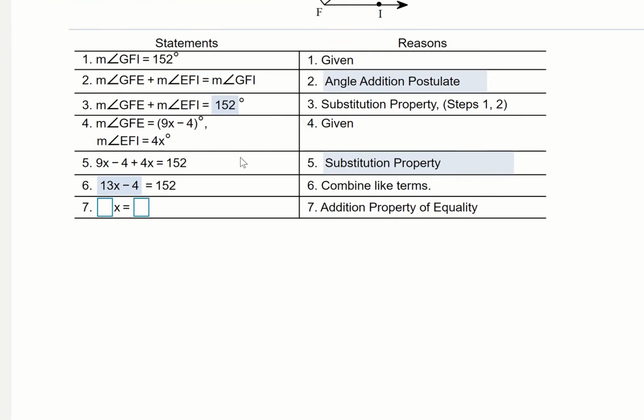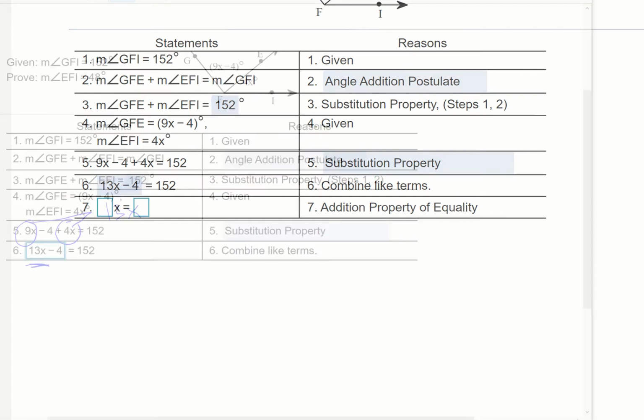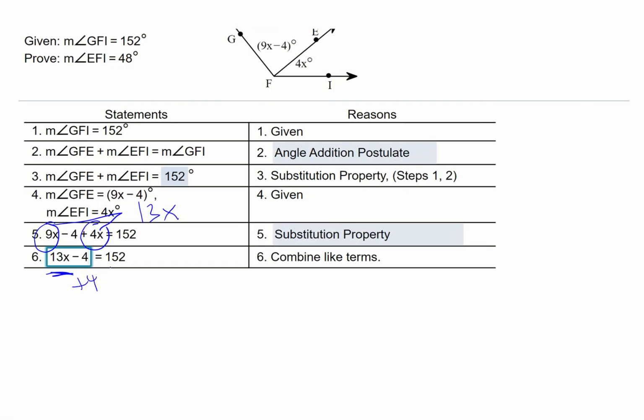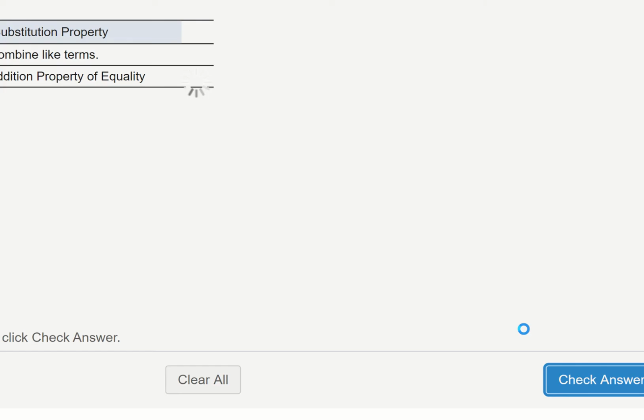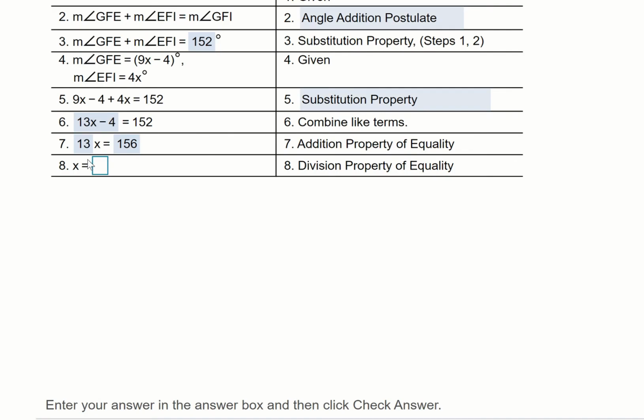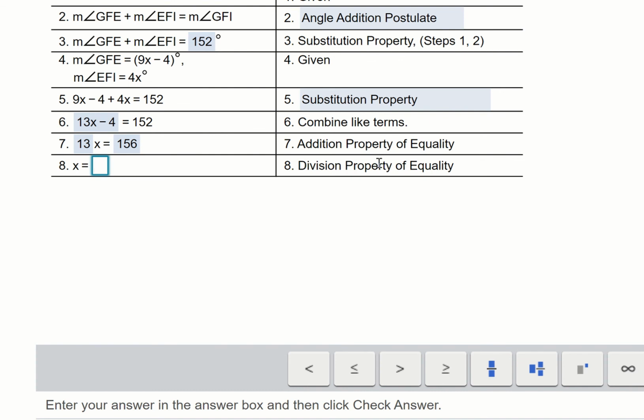And then next we're going to add 4 to both sides of the equation. So we're adding 4 to both sides of the equation, and that's called the addition property. So we'll have 13x equals 156. And then the last step, we're going to divide by 13 on both sides, and that's called the division property. So 13x equals 156, that's the addition property. Next, we're going to divide by 13. That's called the division property.